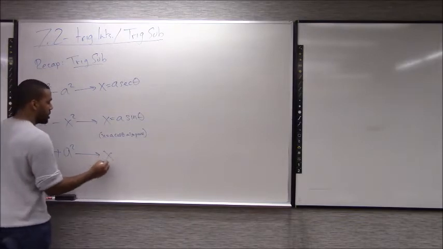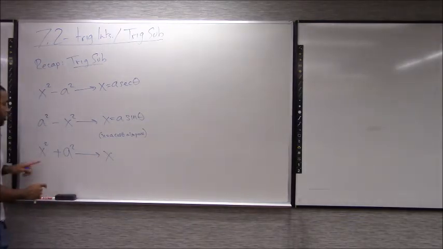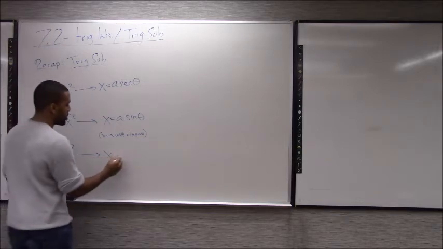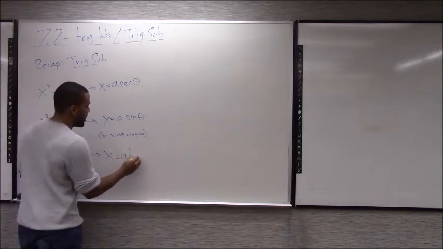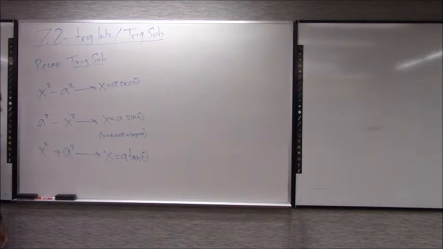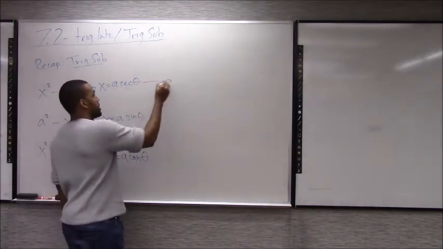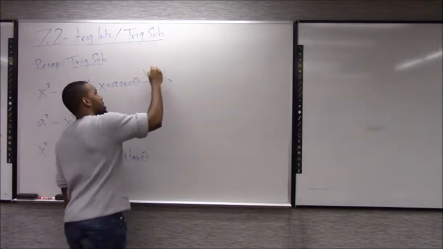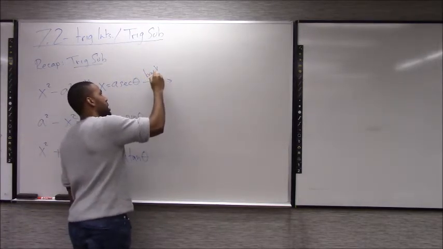What about this guy? It's tangent, because this is reminding you of tangent squared plus 1 equals secant squared. Or in general, a squared tangent squared plus a squared is equal to a squared secant squared. So that guy gives you a tangent substitution. Now there's a necessary step if you're doing an indefinite integral for the back substitution.